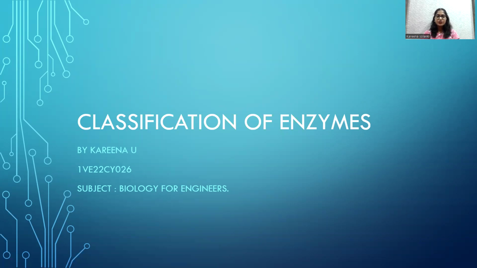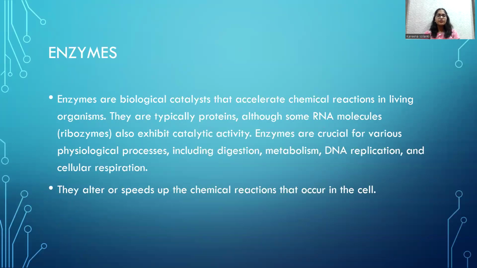I am Karina and our today's topic is classification of enzymes. To start with, what are enzymes? Enzymes are biological catalysts that accelerate chemical reactions in living organisms. They are typically proteins, although some RNA molecules also exhibit catalytic activities. Enzymes are crucial for various physiological processes, including digestion, metabolism, RNA replication, DNA replication, and cellular respiration. They alter or speed up the chemical reactions that occur in the cell.